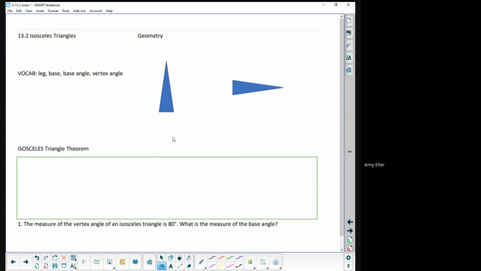Today we're doing 13-2. It's all about isosceles triangles. That's kind of a hard word to spell. I bet you the word isosceles will be on a quiz and a test. So find it and then spell it correctly. I'm not going to ask you to memorize how to spell. I'm going to ask you to look up the word isosceles somewhere in your test and then spell it correctly.